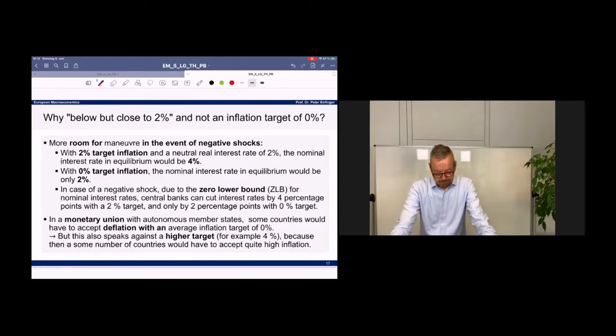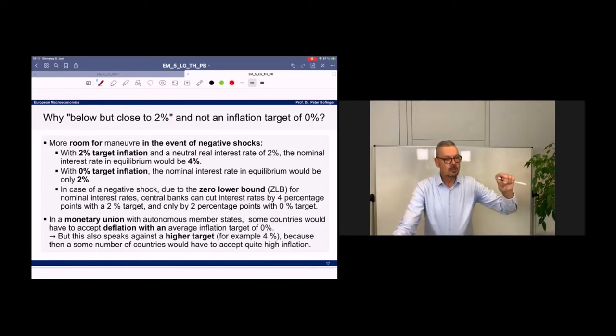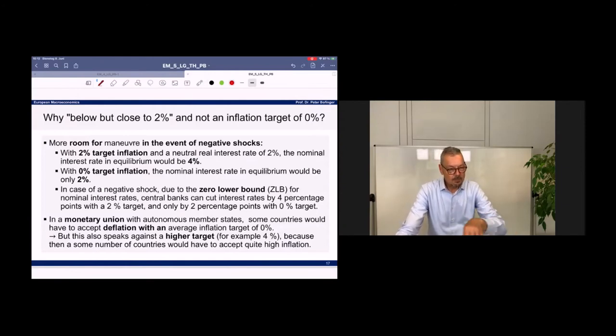So if you have a zero target inflation and you are in a situation where the economy is more or less in equilibrium, then if you take as a benchmark a neutral real interest rate of 2%, then with zero inflation in equilibrium and a 2% real rate, the nominal interest rate should be 2%. This then implies if the economy is affected by a negative shock, the central bank can only reduce the interest rate by 2 percentage points from two to zero, because then comes the zero lower bound.